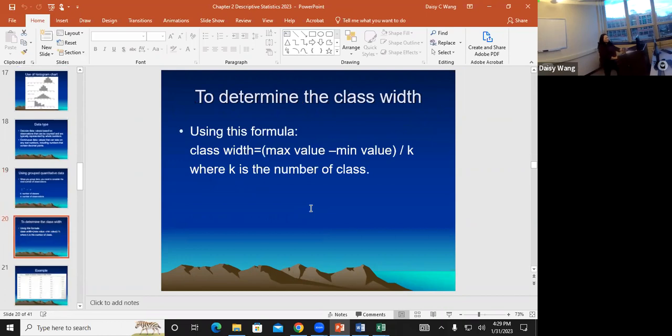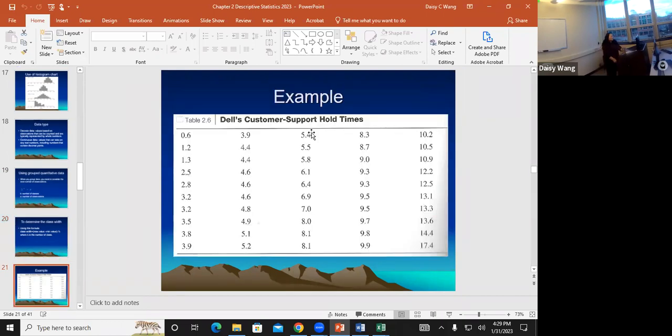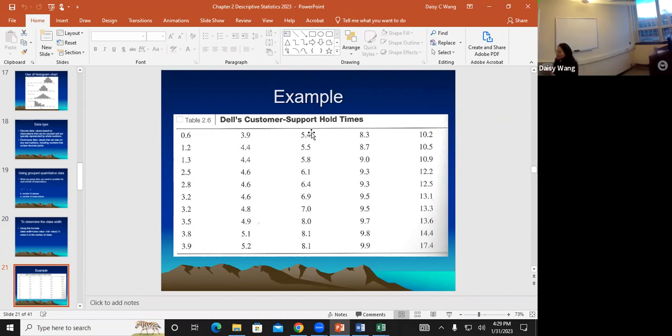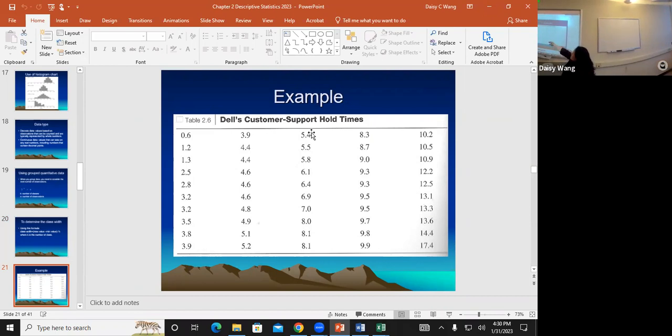And then we use the 6 and find the largest number minus the smallest number. Then that will be the range, the width of different classes. So the example here is this: when you call Dell customer support, how long you have to wait on the phone, how long you have to hold. It ranges from 0.6 minutes to the longest, which is 7.4 minutes.